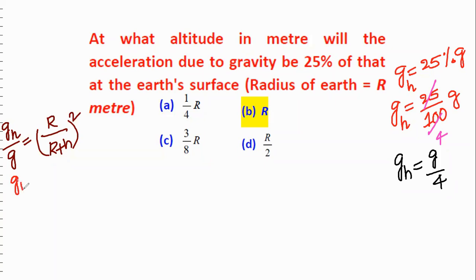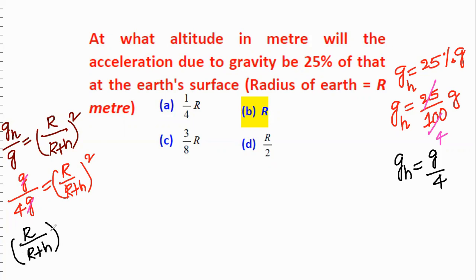g_h by g, g_h is equal to g by 4. So g_h is equal to g divided by 4 into g. That is equal to, this is a radius, R by R plus h. It is R divided by R plus h. So from this we will write, it is equal to R by R plus h whole square. G and g get cancelled. Then R divided by R plus h whole square is equal to 1 by 4.